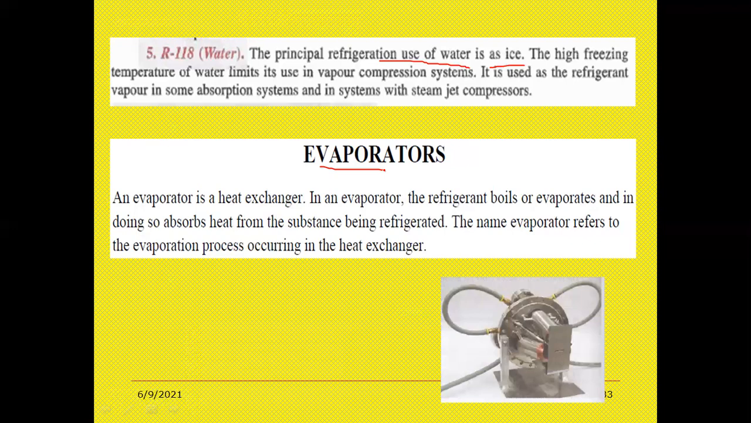So what is it saying? The evaporator is a heat exchanger where it boils or evaporates the refrigerant, and in doing so, absorbs the heat from the substance being refrigerated. Hence, the name evaporator refers to the evaporation process occurring in the heat exchanger.